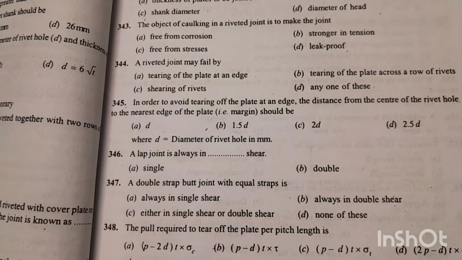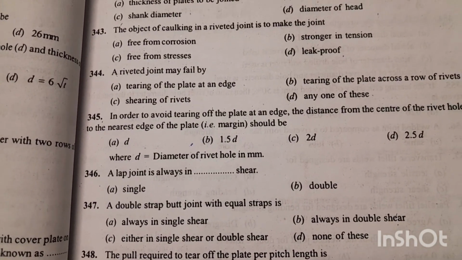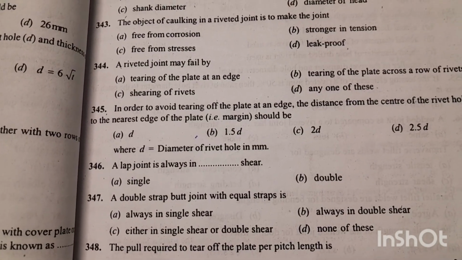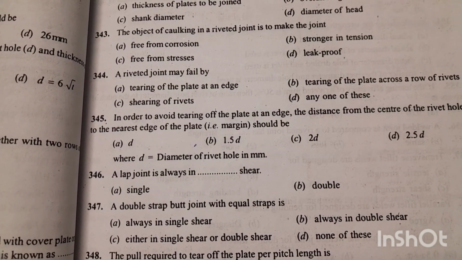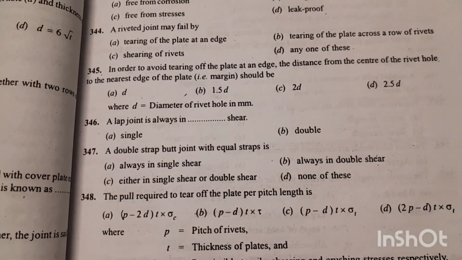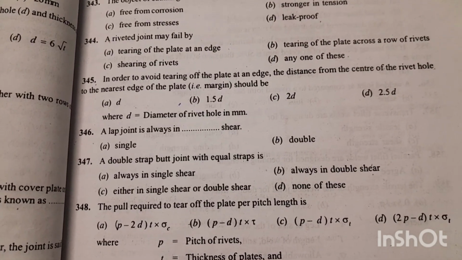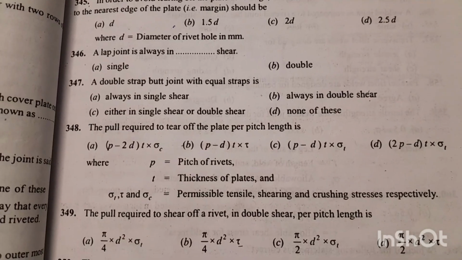Next question 346. A lap joint is always in, option A is the right answer, single shear. A lap joint is the one where the surfaces of two plates overlap each other. Next question 347. A double strap butt joint with equal straps is, option B is the right answer, always in double shear.